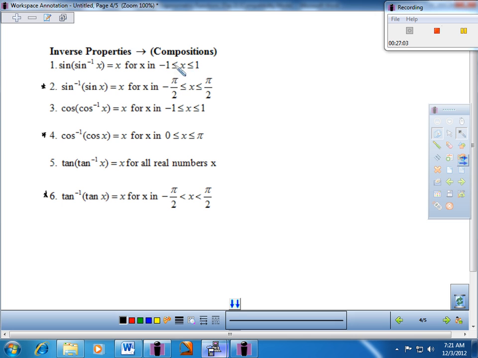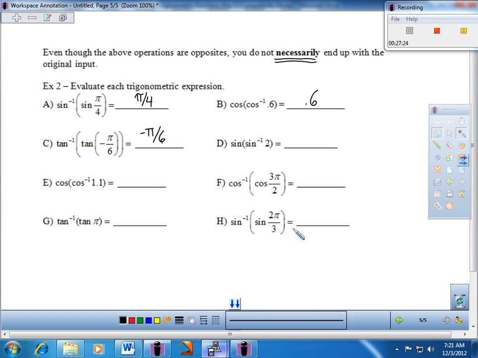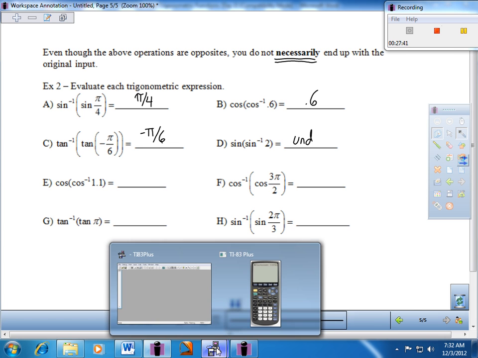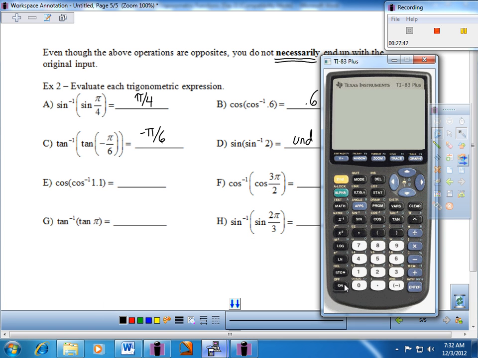Sine ratios can only be in between -1 and +1. And so if I can't even do this, these two can't cancel each other out and leave me with a +2 here. I can't even do that operation. If you were to try to do the inverse sine of 2 on the calculator, it would automatically give you an undefined. And so, just to quickly show you this, inverse sine 2.